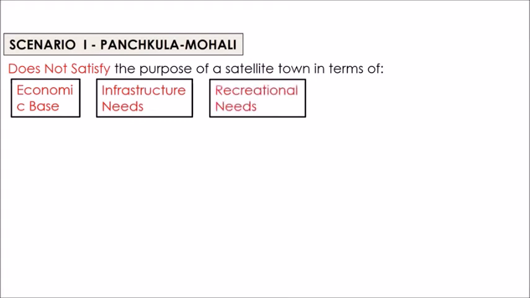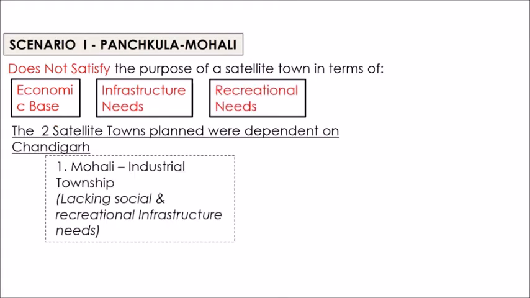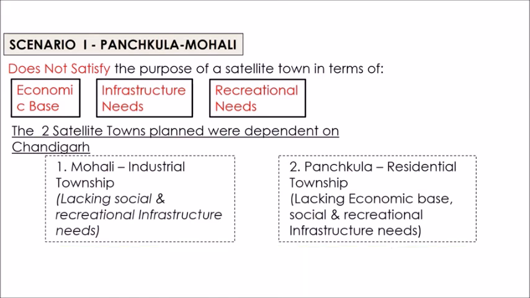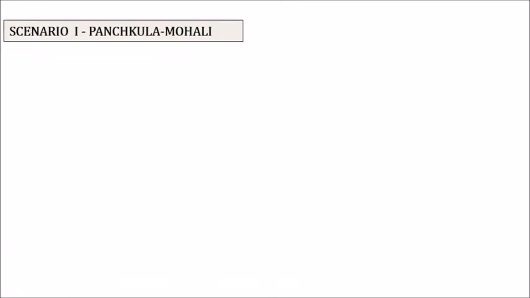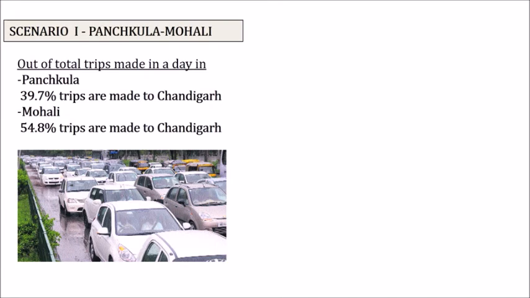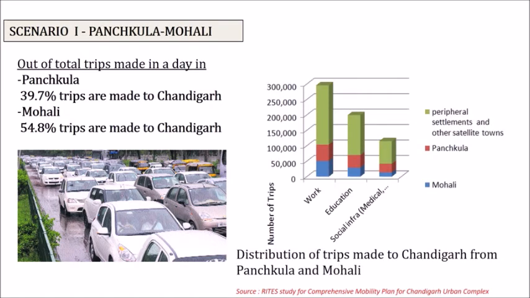The two satellite towns that were planned, that is Mohali, which is an industrial township, lacked social and recreational infrastructure needs, whereas Panchkula, the residential township, lacked economic functions, economic opportunities, and social and recreational infrastructure needs. And therefore, this lack of economic opportunities and social and recreational needs led to a high commuting population from Panchkula and Mohali to the parent city. Out of the total trips made in a day in Panchkula, nearly 40% of trips are made to Chandigarh. In the case of Mohali, about 55% of trips are made to Chandigarh.